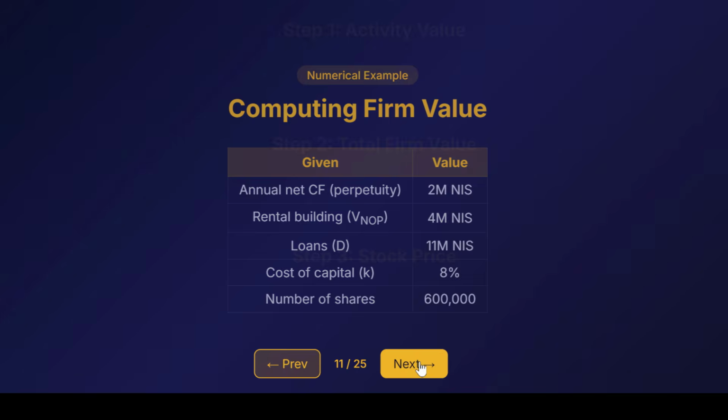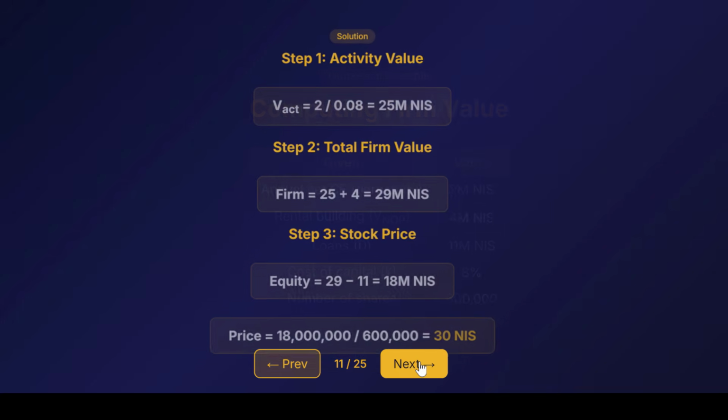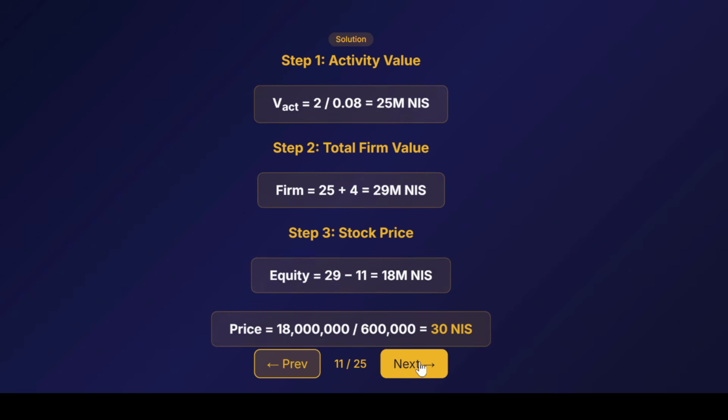Step 1. Activity value. WACC equals 2 million divided by 0.08, which is 25 million shekels. Step 2. Total firm value. Firm value equals 25 plus 4, which is 29 million shekels. Step 3. Stock price. Equity equals 29 minus 11, which is 18 million shekels. The price per share is 18 million divided by 600,000, which equals 30 shekels.